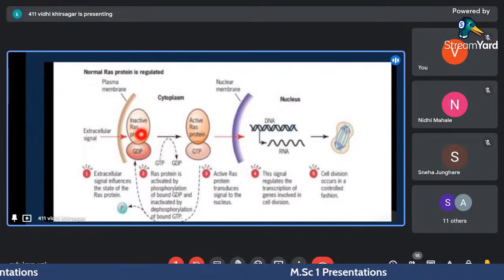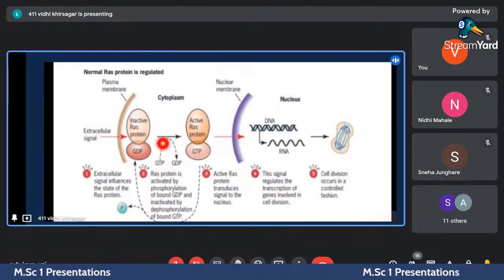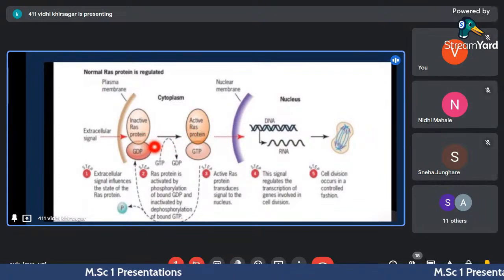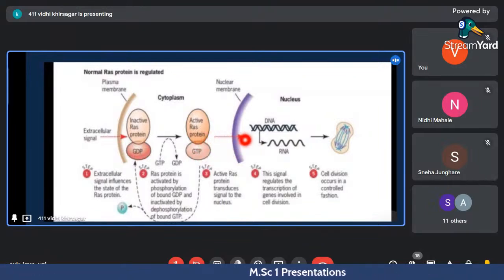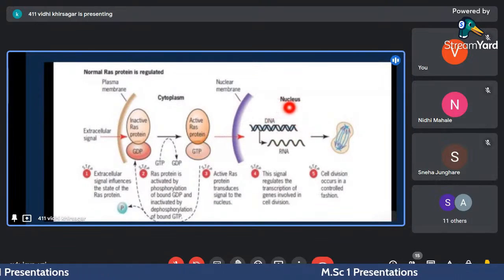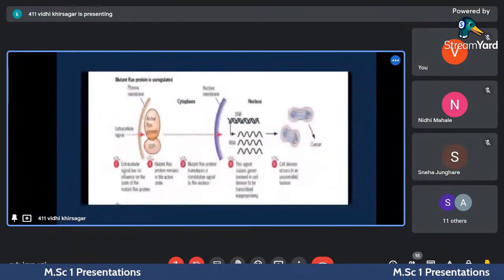For converting it to an active state, there should be an enzyme called GTPase, which hydrolyzes this GTP to GDP, and this released phosphate is then added to GDP, which leads to activation of RAS protein. This activated RAS protein then sends the signal, which leads to transcription of genes involved in cell division, and cell division occurs in a controlled fashion.